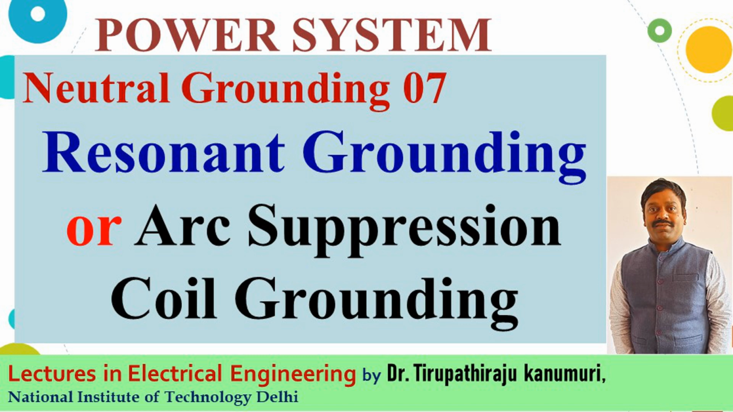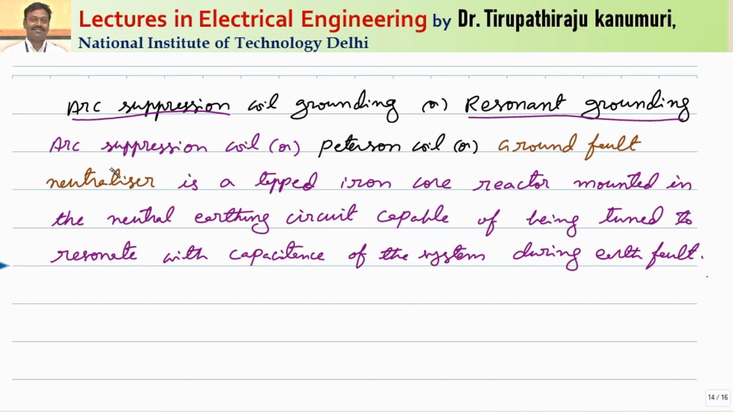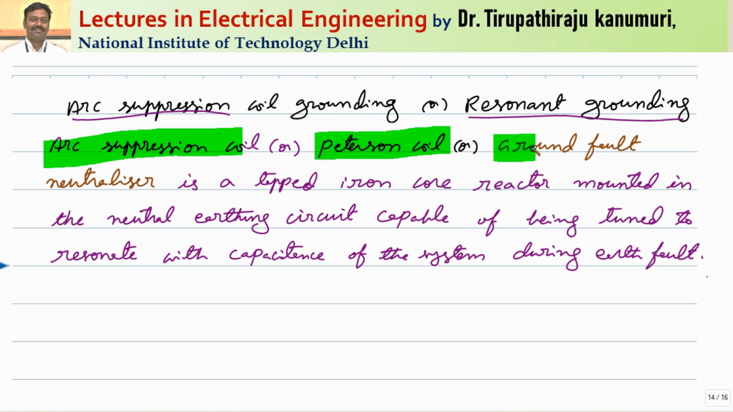Hi all, today we are going to discuss arc suppression coil or resonant grounding. So what is arc suppression coil grounding? This arc suppression coil is also called the Peterson coil or the ground fault neutralizer. These are the different names that are assigned to it.